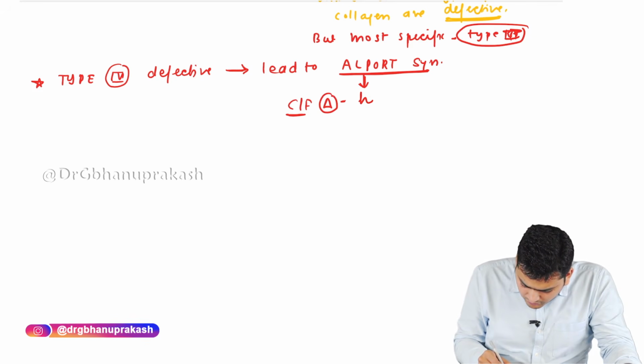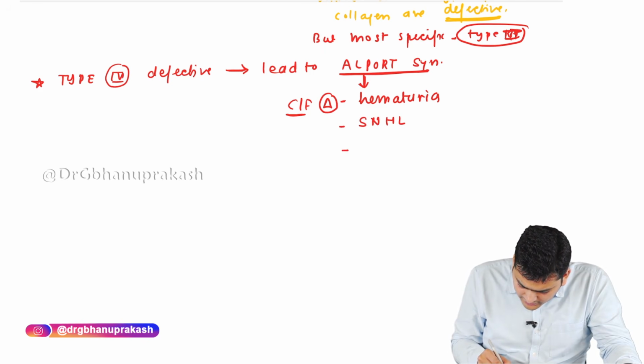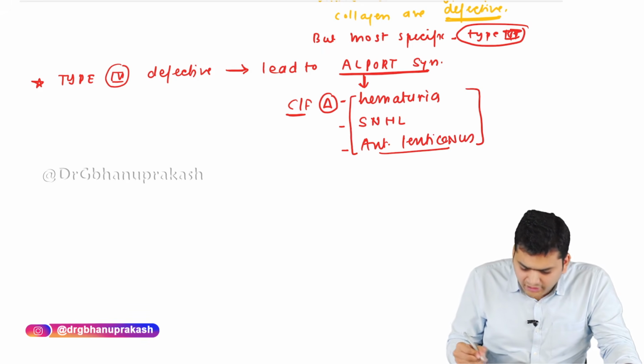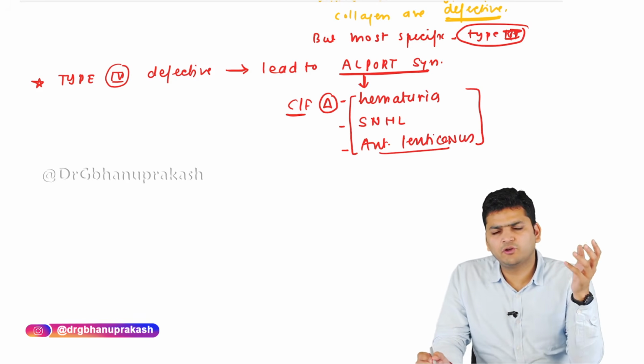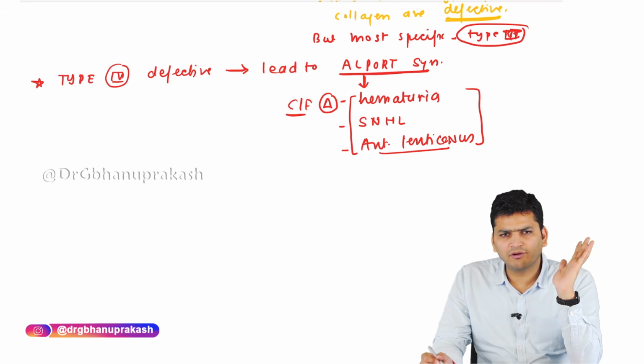It will lead to hematuria. It will lead to sensory neural hearing loss. And it will also lead to something called anterior lenticonus. So the classical triad of symptoms that you are going to see in a patient of Alport syndrome: the patient will have hematuria, because the basement membrane is defective. There will be hearing loss, and this is the sensory neural type of hearing loss.